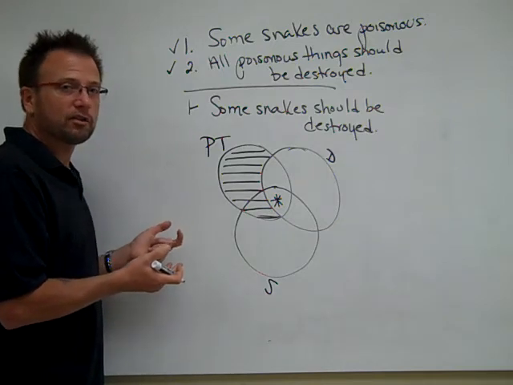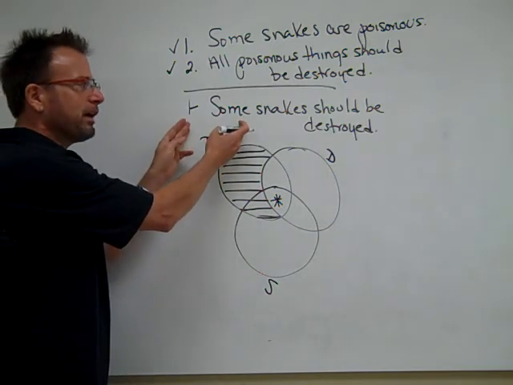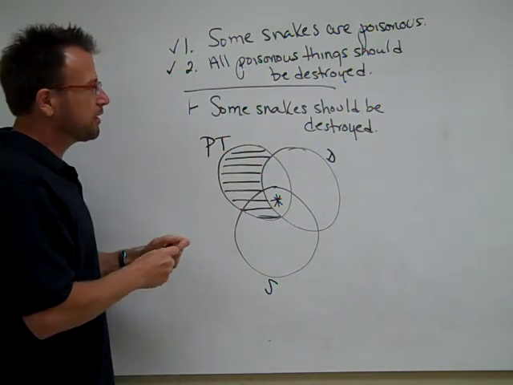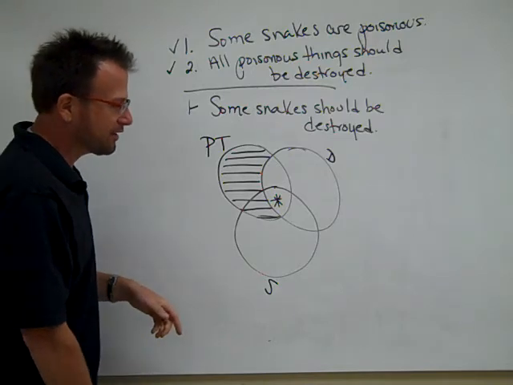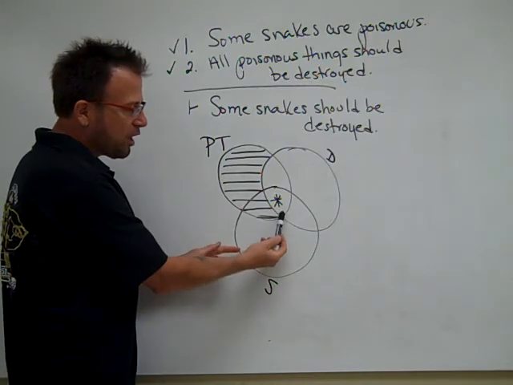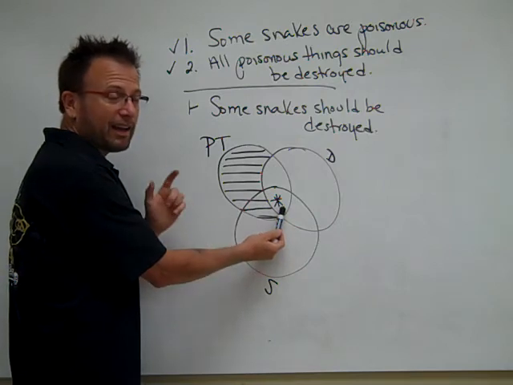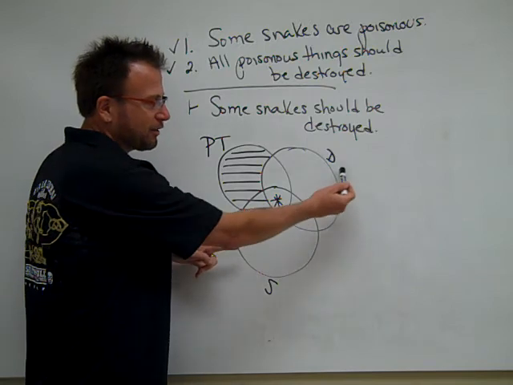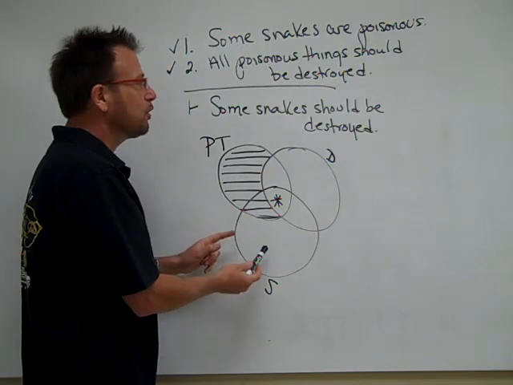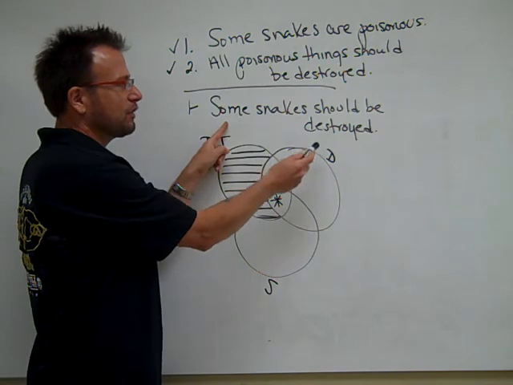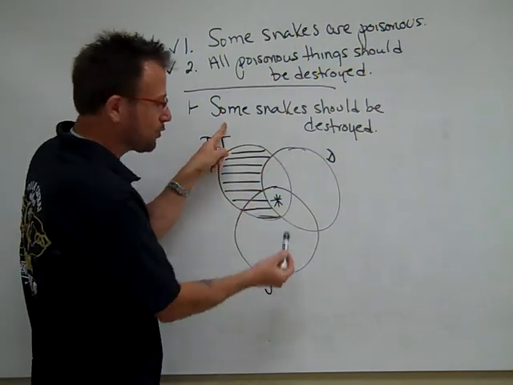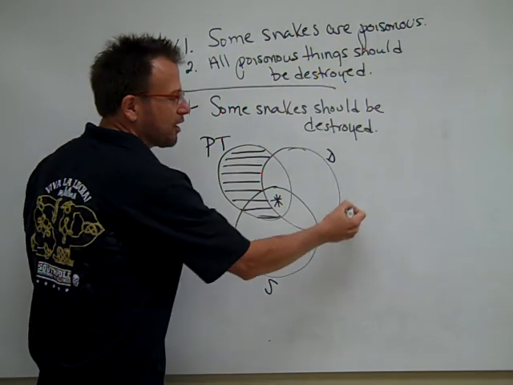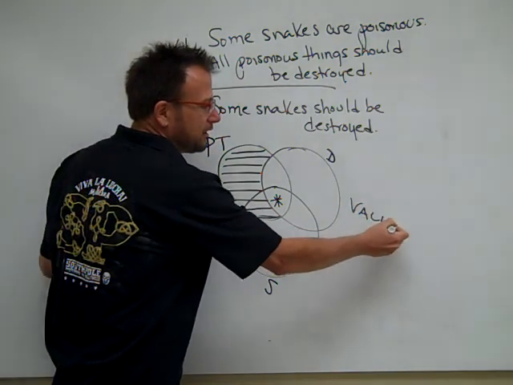The question we ask ourselves again is, am I logically compelled to accept the truth of this statement, or could that be false? Well, the conclusion is some snakes are things that should be destroyed. We know at least one thing is there. And that thing is in the snake circle, and it is also in the things to be destroyed circle. So we do know that some snakes should be destroyed. At least one snake should be destroyed, and it's that snake. So this argument would indeed be valid.